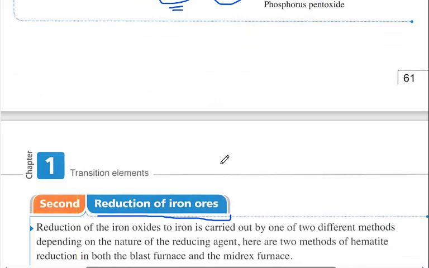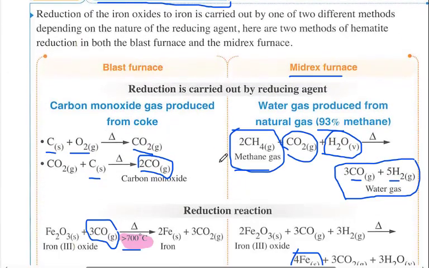Okay, then the reduction process happens in the blast furnace or Midrex furnace. The blast furnace uses coke, which is oxidized by heat into carbon dioxide. Carbon dioxide reacts with excess coke to form carbon monoxide. Carbon monoxide is used to reduce iron at a temperature higher than 700 degrees Celsius to produce iron in the elementary state.